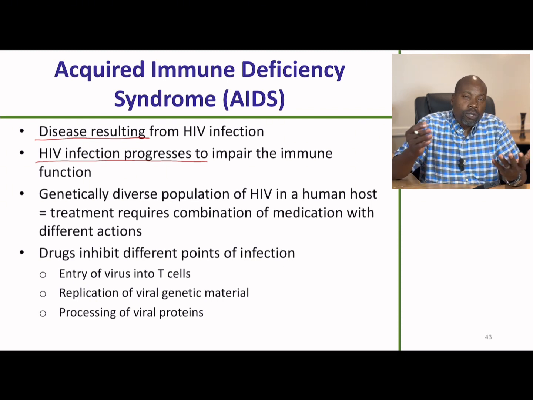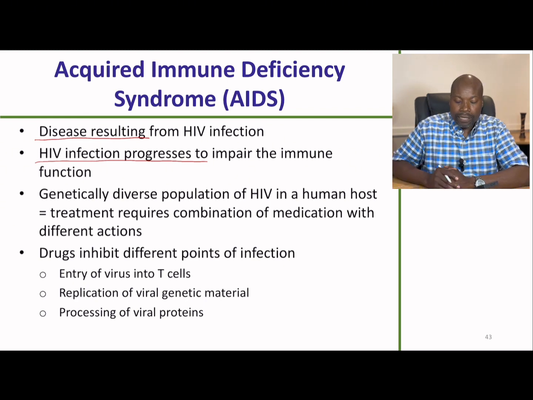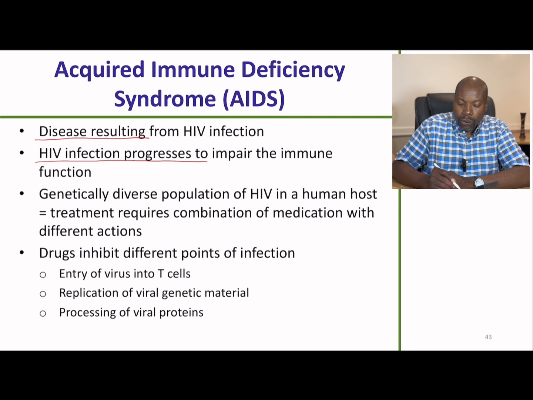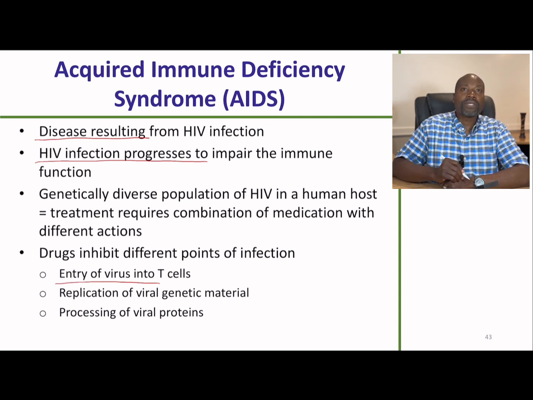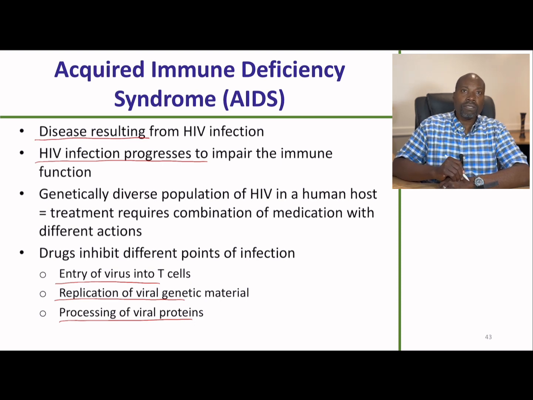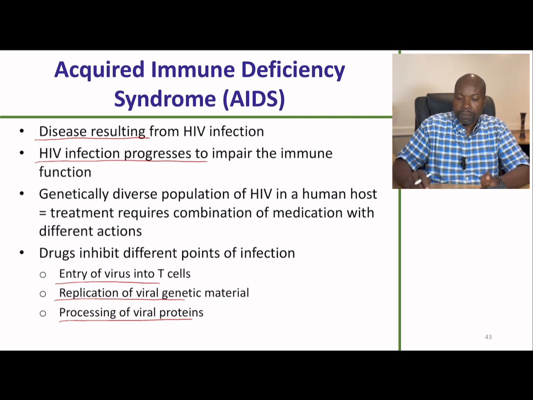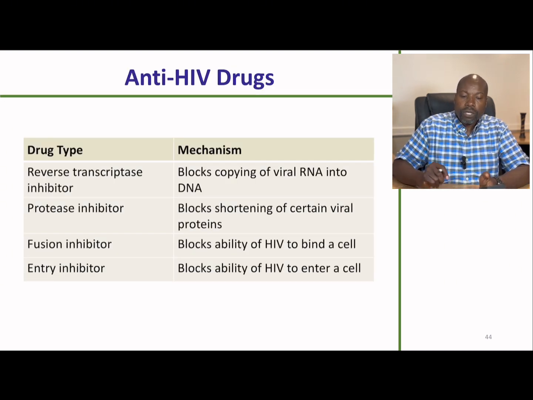The last possibility would be to interfere with the virus assembly, right? That's another possibility. So we can interfere with the entry of the virus into the T cells. We can interfere with the replication of the virus and the processing of the viral proteins, which is interfering with the packaging of the virus.